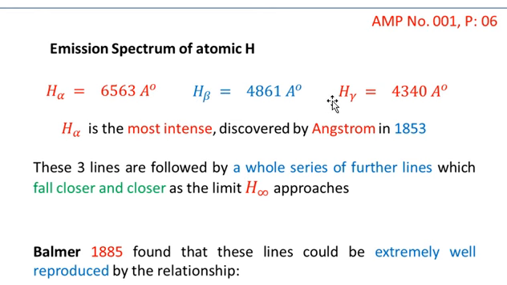You see that three important lines which are emitted in the emission spectrum of the hydrogen atom are referred to as H alpha line, H beta line, and H gamma line. H alpha has a wavelength of 6563 angstrom. H beta has a wavelength of 4861 angstrom. H gamma has a wavelength of 4340 angstrom. These are the three very important lines which are emitted from the spectrum of atomic hydrogen.